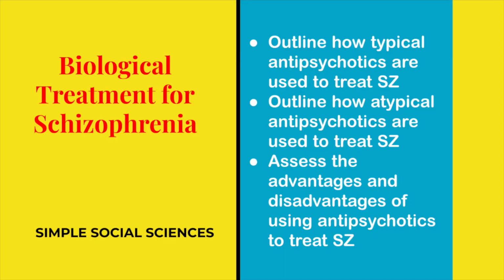So now you should be able to outline how typical and atypical antipsychotics are used to treat schizophrenia, as well as assessing the advantages and disadvantages of using antipsychotics to treat schizophrenia.